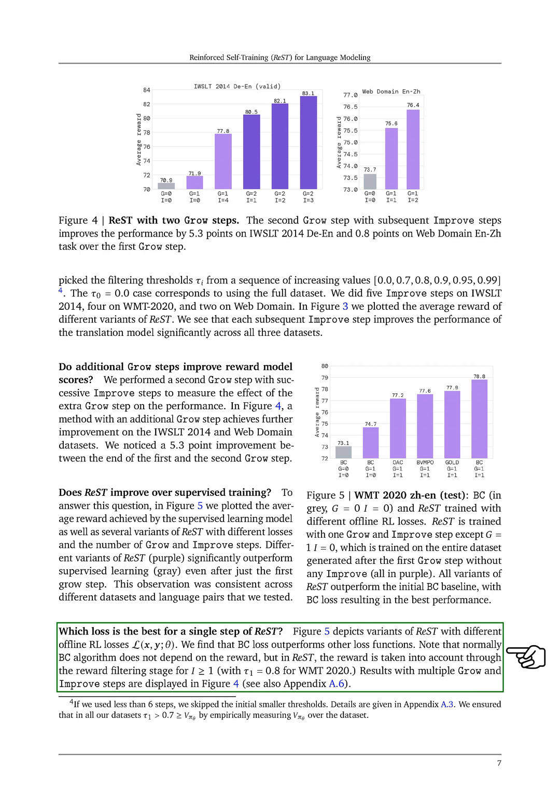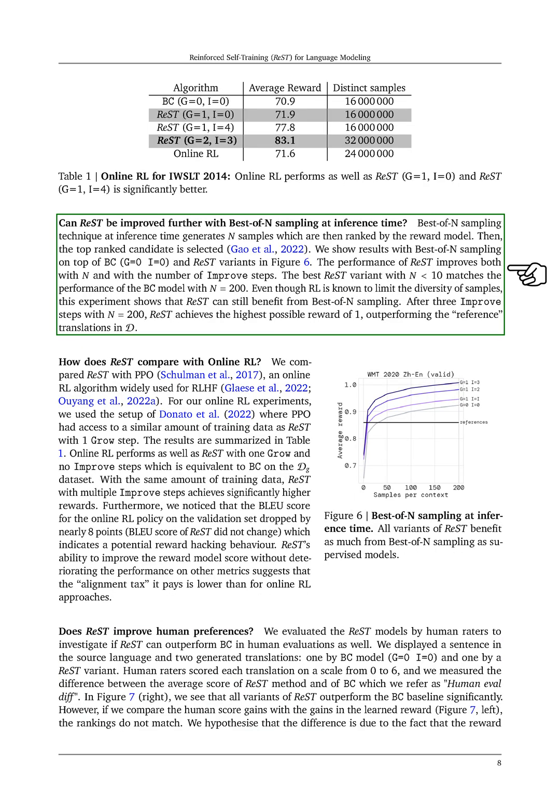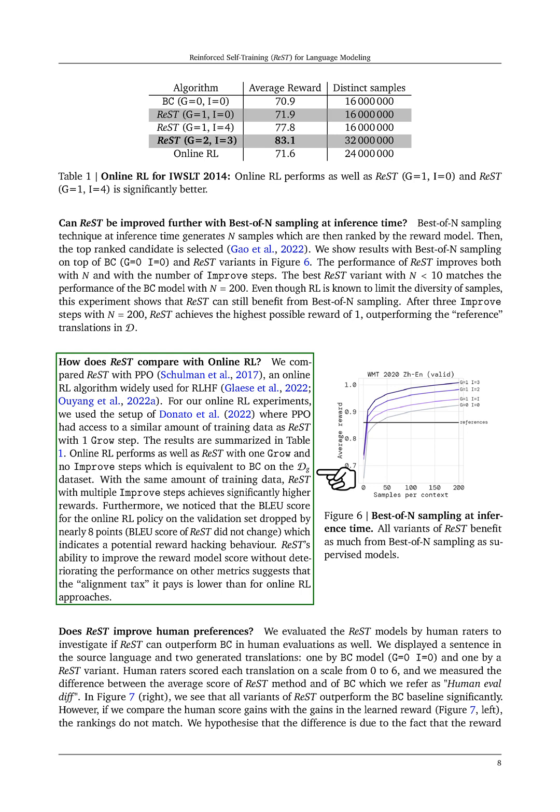We also tested whether ReST could be improved further with a technique called best-of-n sampling at inference time. This technique generates n samples which are then ranked by the reward model, and the top-ranked candidate is selected. We found that ReST's performance improved with both n and the number of improve steps. Finally, we compared ReST to an online reinforcement learning algorithm called PPO. We found that ReST with multiple improve steps achieved significantly higher rewards than PPO when given the same amount of training data. In conclusion, our method, ReST, shows promise in improving the reward model score without deteriorating the performance on other metrics, suggesting that it may be a more efficient approach than other online reinforcement learning methods.